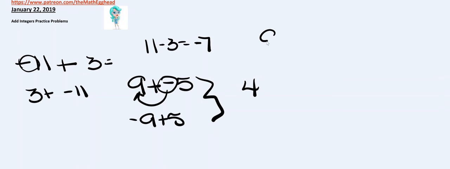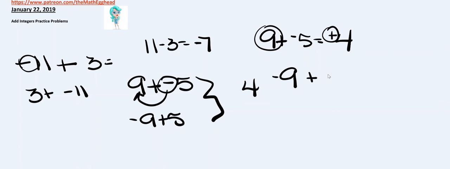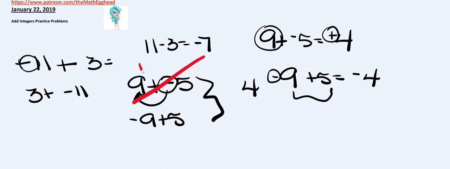Let's try it. 9 plus negative 5, the difference is 4. But what's the higher number here? It's 9, and the sign is positive. Now remember, we usually don't write the positive sign, but just for visual purposes, I am showing you that. What about negative 9 plus 5? Well, we know the difference between 9 and 5 is 4, but the sign of the higher number is negative. So, in this case, those two problems are not the same.